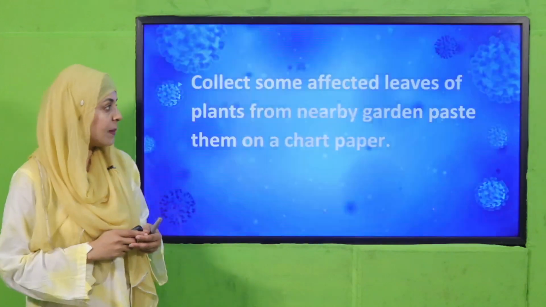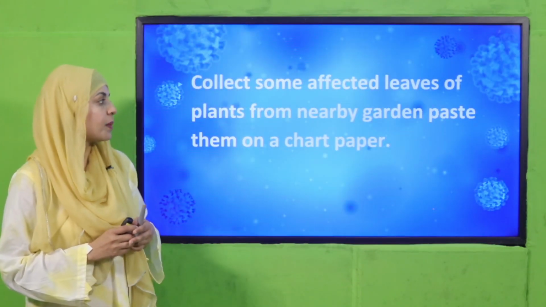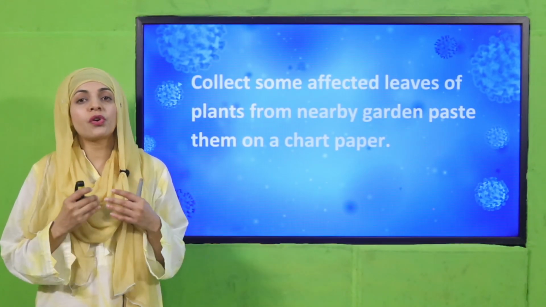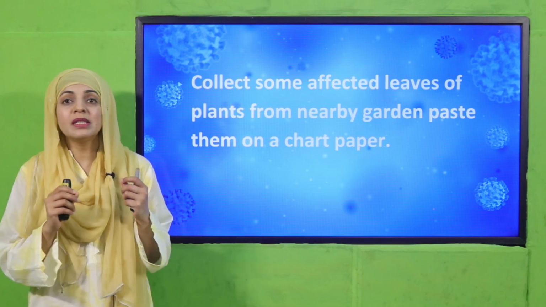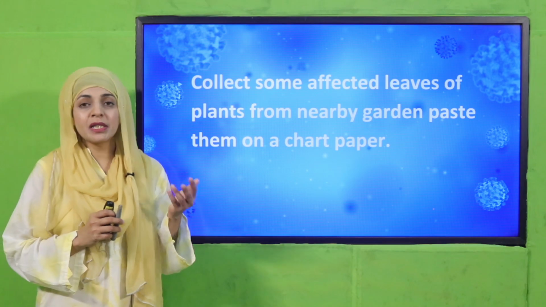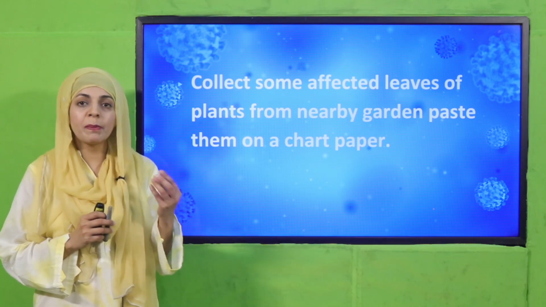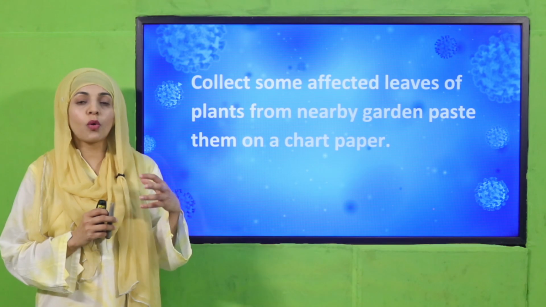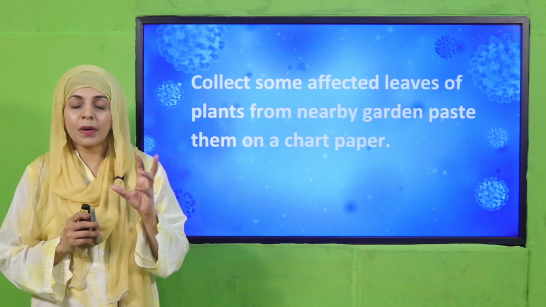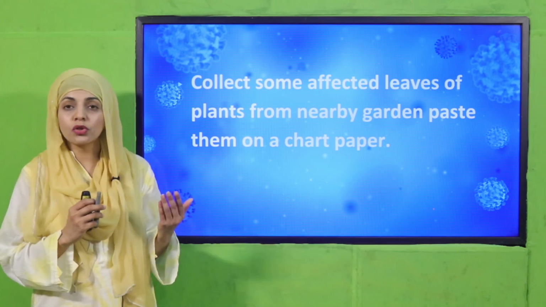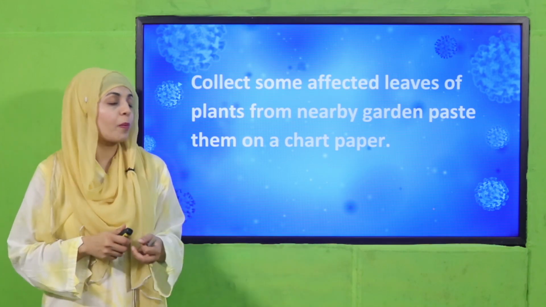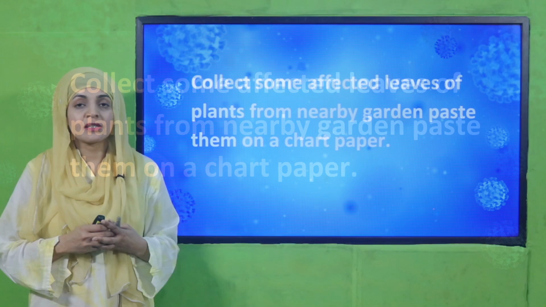Now it is time for an activity. Collect some affected leaves of plants from a nearby garden and paste them on a chart paper. My dear students, go with your teacher outside in the garden and collect some diseased plants. You will be able to tell just by looking that the leaves are affected. Either they are bitten by an insect, some are bitten by insects or beetles, and some are infected by different microbes and have diseases on them. So collect such leaves and paste them on a chart paper, and you can also display it in the class under the title that these are the diseased leaves. My dear students, pause the video and kindly perform this activity.